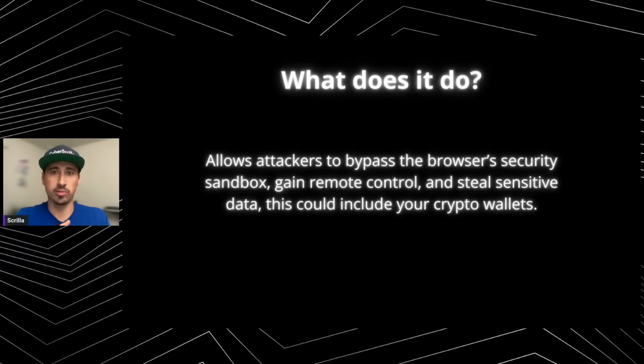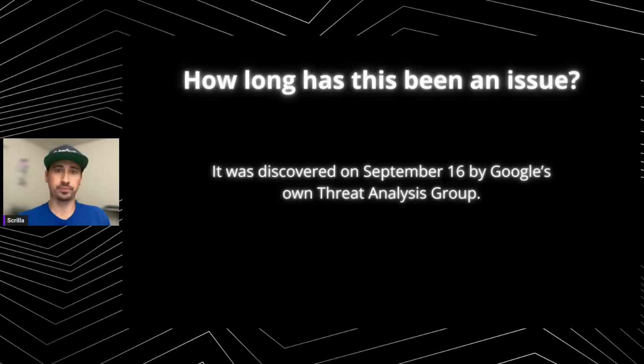So what does this vulnerability do? It allows attackers to bypass your browser's security sandbox. They can gain remote control to your desktop device. And of course, with that, they can steal sensitive data. And that would include your crypto wallets. If you are using a hot wallet on your desktop, like MetaMask, like Phantom, like Trust Wallet, Exodus, or even if you're accessing crypto exchanges on your desktop device, all of those could be exposed as a result of this vulnerability, which again affects every Chrome user globally, right?